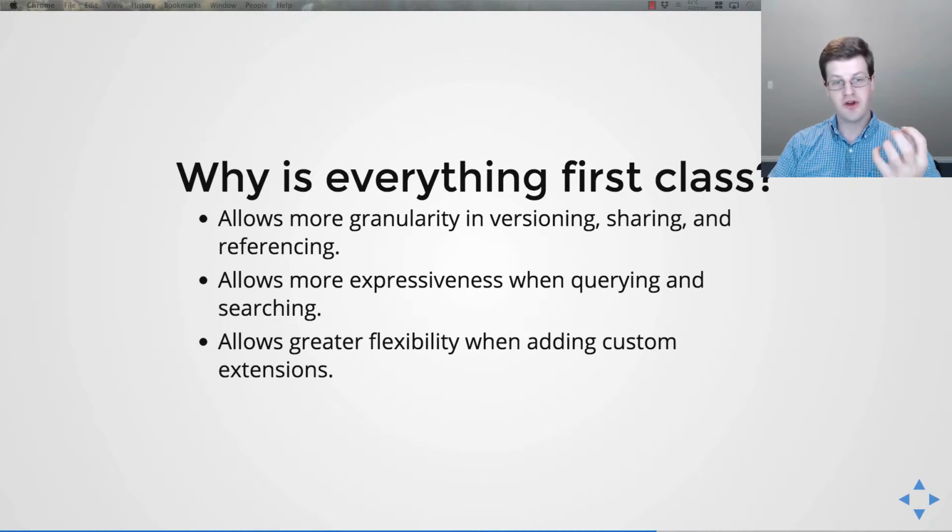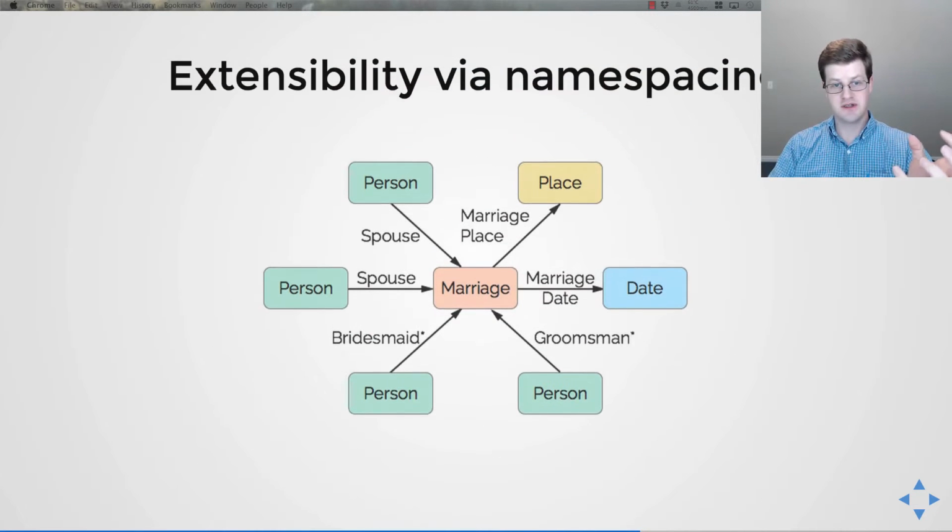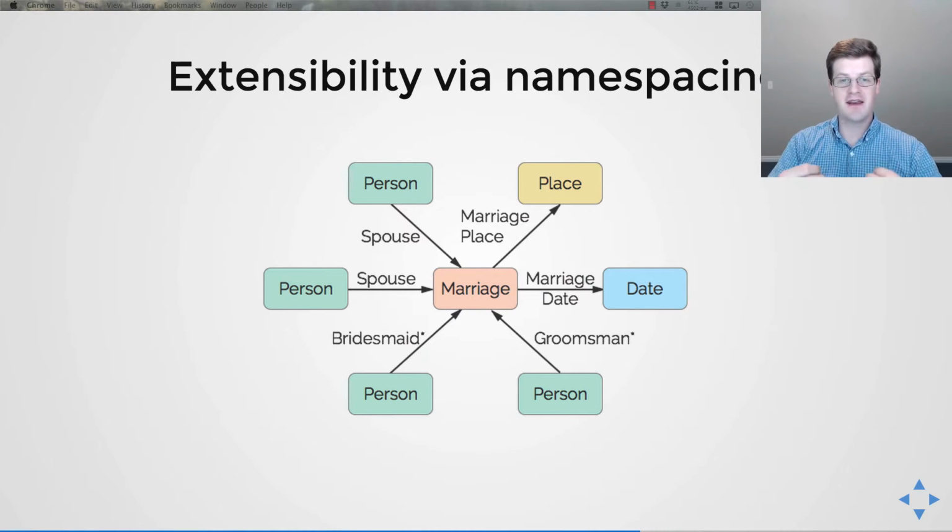It also allows greater flexibility when adding custom extensions. So if you're looking at these bridesmaids and groomsmen, we can add those in and attach them to the marriage. We could actually add additional information to the marriage place itself, or in some other models that may have more conclusion pieces, we can poke in at any location with an edge, and it doesn't break anything, and we just namespace it correctly, and we don't care.